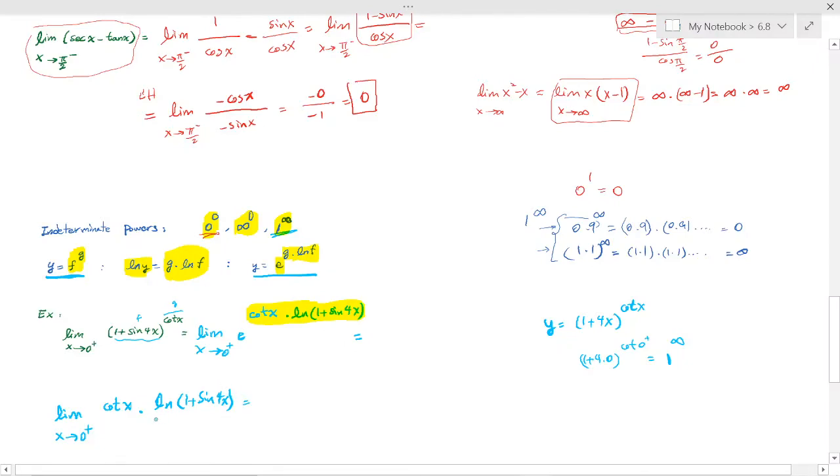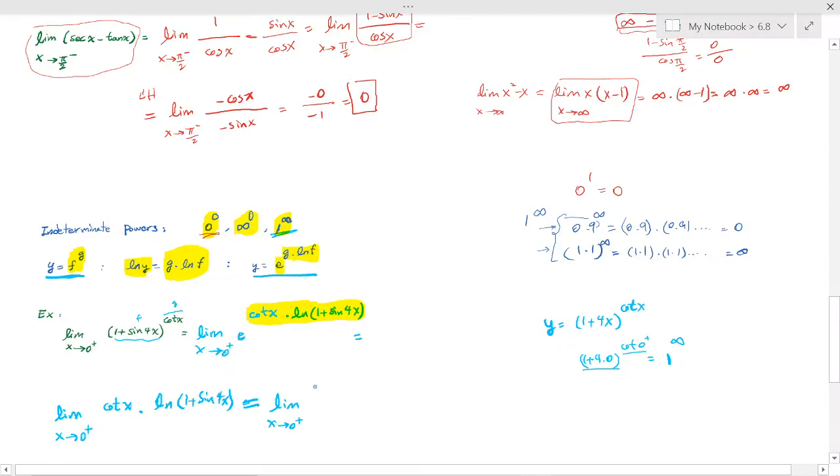And we already know this is 0 times infinity, because this was 1, ln of 1 would be 0, and cotangent of 0 is infinity. So you get infinity times 0, which is an indeterminate form. So we have to deal with this as if we're using L'Hopital's rule, but before we do that, we have to write it in terms of a fraction. So I'm going to do that.